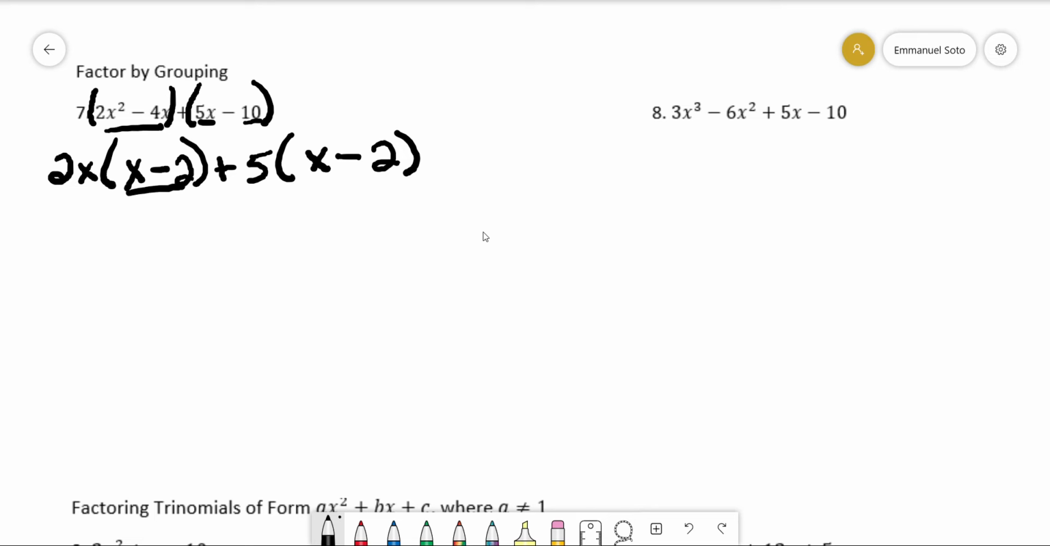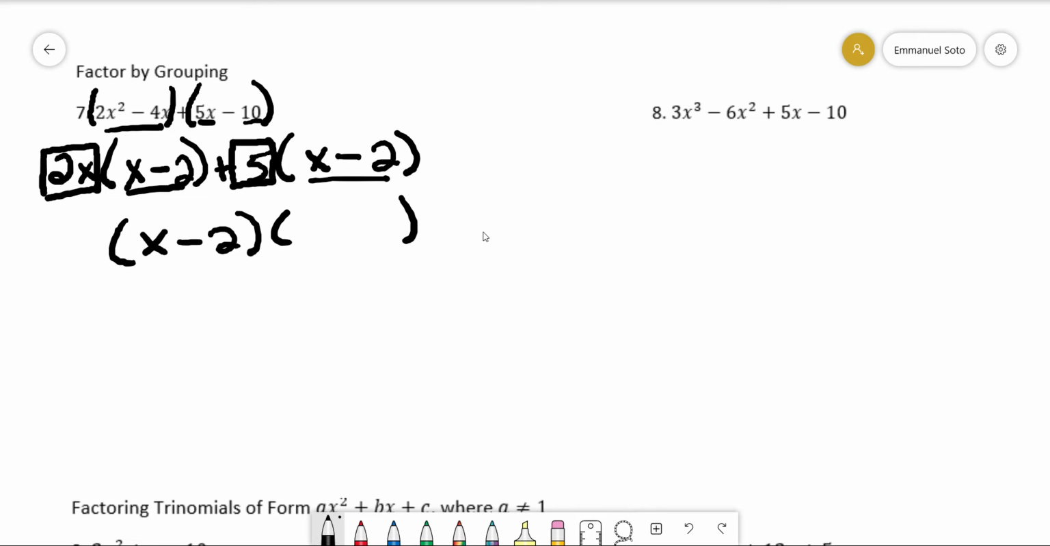Alright, so in this case, these two match, so that means that takes the place of one of your parentheses. Your other parentheses is going to be given by the terms in front of each group, which is 2x plus 5.